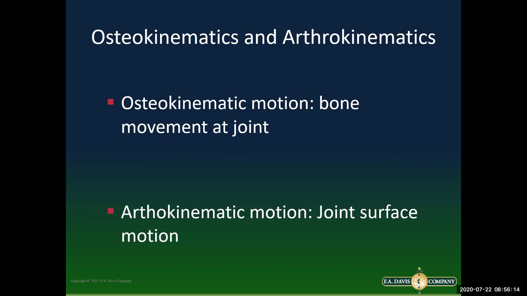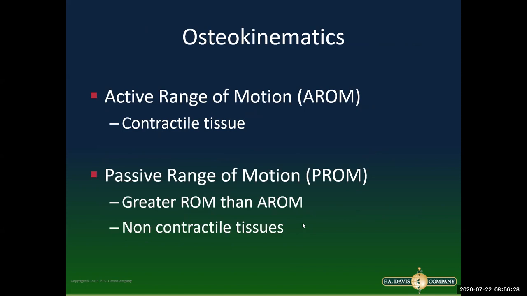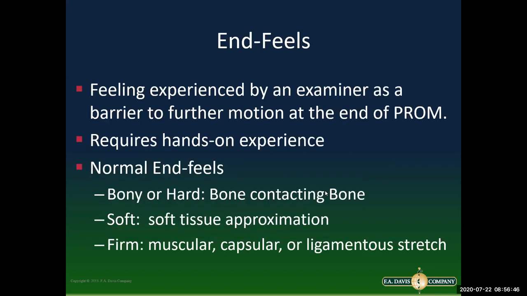Arthrokinematics, then we're talking about the overall functional movement of the joint. Does it slide, glide, and move? So the gross movement of the shafts of the bone rather than the movement of the joint surfaces, and osteokinematics is our goniometry, right? Active range of motion, patient's doing it. Passive range of motion, we're doing it, or a machine is doing it for the patient, but there's no contraction going on. And this is the big thing, usually with passive, we learn this, there's usually more range of motion than active because the patient can relax a little bit and doesn't guard as much.